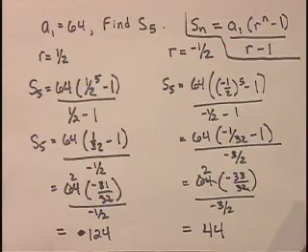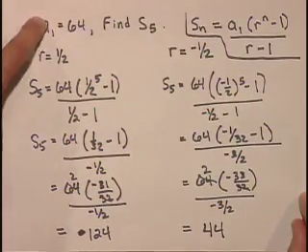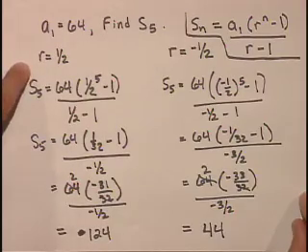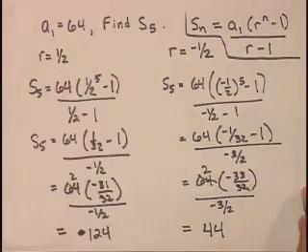So the sum of the first 5 terms of this sequence is either 124 if the first term is 64 and the ratio is positive 1/2, or it's positive 44 if the first term is 64 and the ratio is negative 1/2.